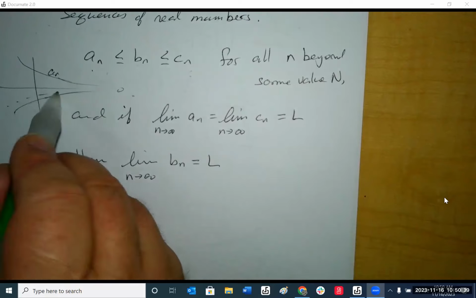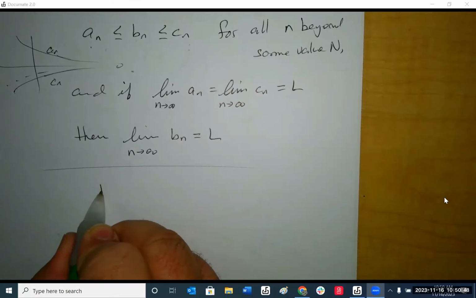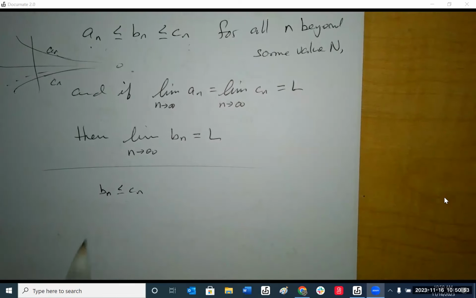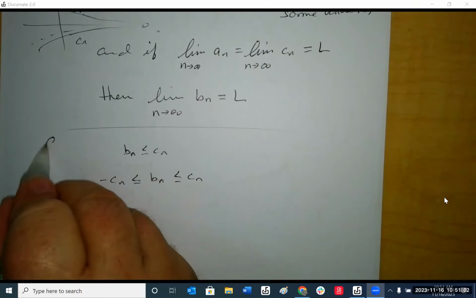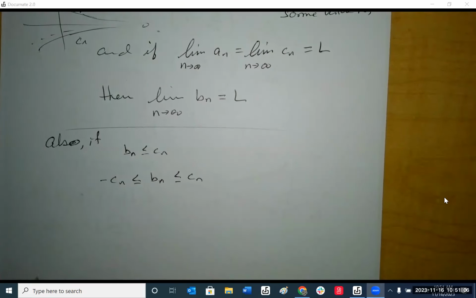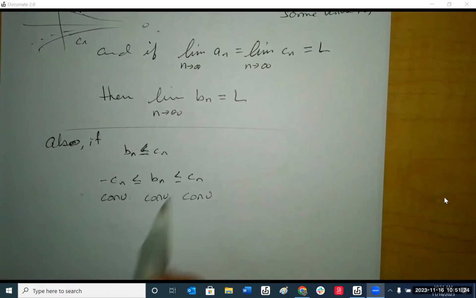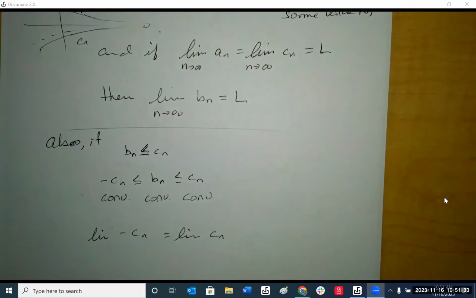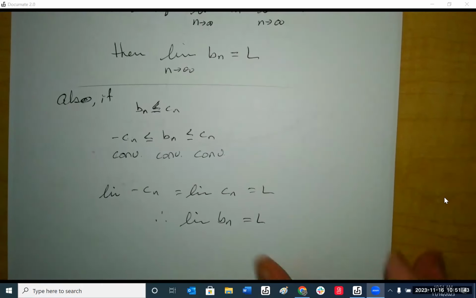Now, if we knew a and c, then we can figure out b. So what we're looking for is two functions surrounding another one. We could look at it another way: if we knew that the absolute value of b sub n was less than c sub n, then by taking the negative of that, we have this, and we use the squeeze theorem again. If this converges and this converges, this one has to converge. And these converge to the same limit, negative c n. The limit of c n has to equal the limit of positive c n. Therefore, the limit of b n has to be the same limit. That's what it's saying.